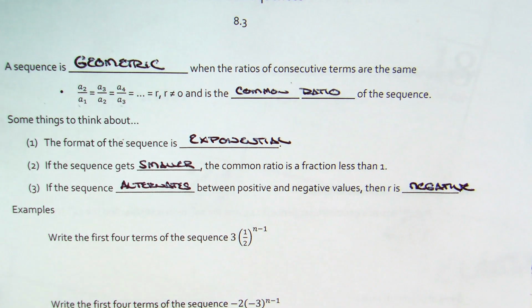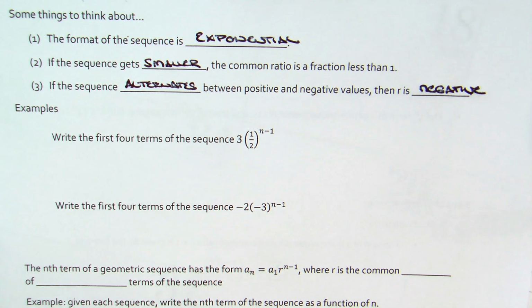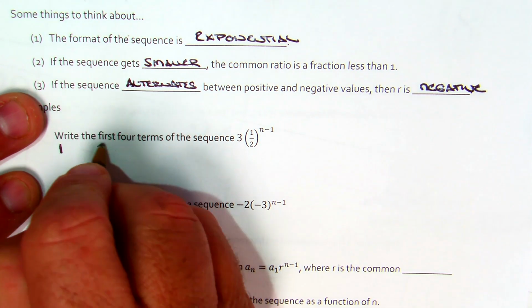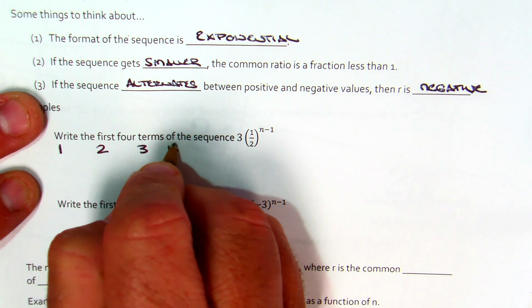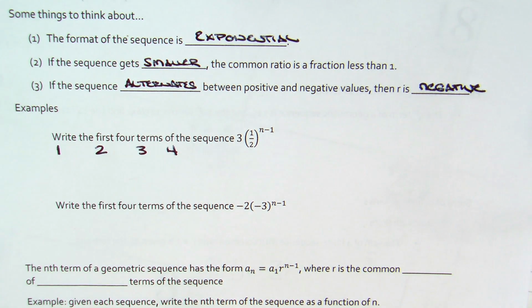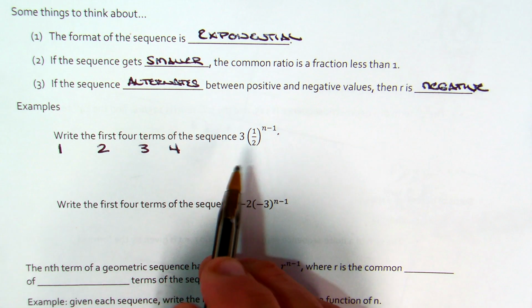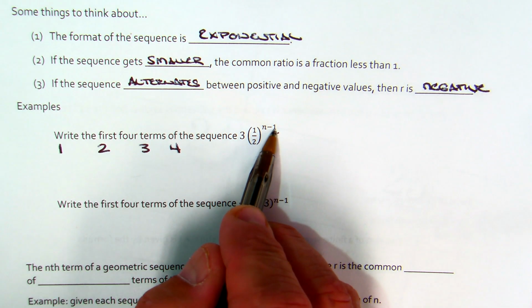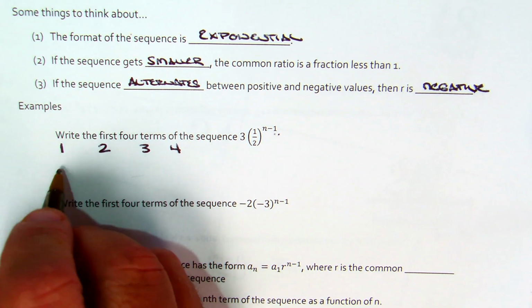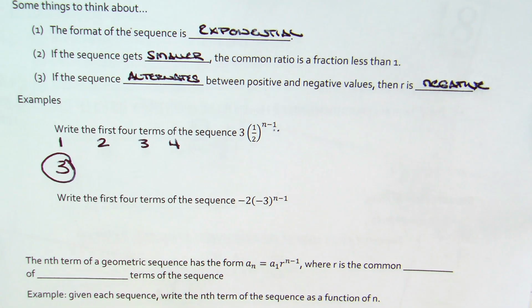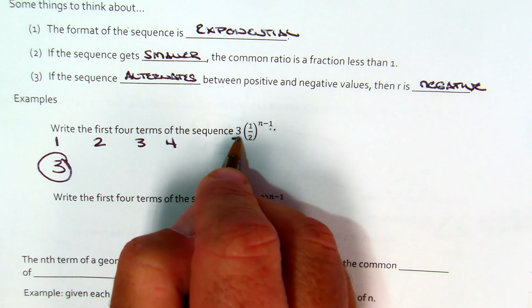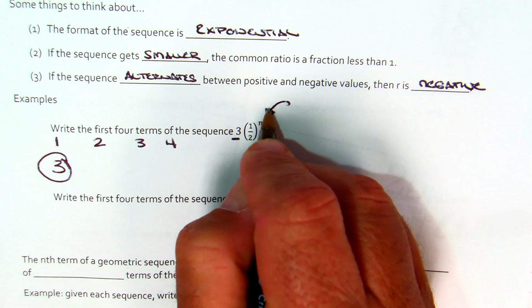All right. So example number 1, write the first 4 terms of the sequence 3 times 1/2 to the n minus 1. So we're going to plug in 1, 2, 3, and 4. When we plug in 1, you will see why we use n minus 1. Because when I plug in 1 minus 1, of course, I get 0. And 1/2 to the 0 power is, of course, 1. So 3 times 1 would give me 3. So the first term should be whatever that number is, provided instead of n, you use n minus 1.